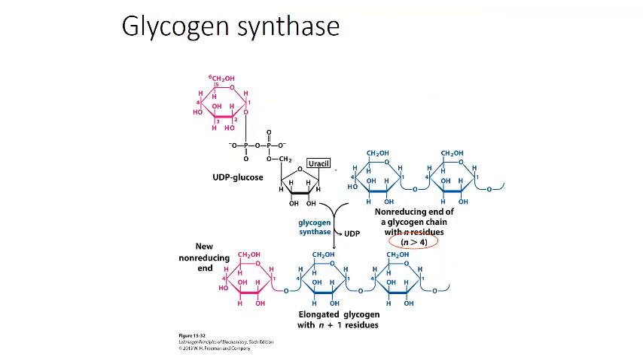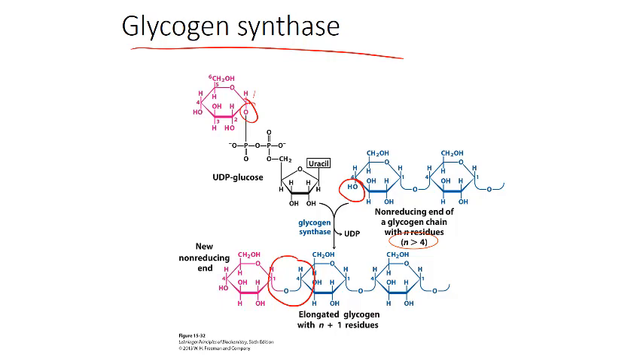Oh man, here's the big deal. This is where glycogen synthase comes in. What glycogen synthase does is take the UDP glucose and add it onto the non-reducing end of a glycogen chain. There has to be more than 4 residues on that chain to have it added this way. If we see this hydroxyl, then carbon number 4 and carbon number 1 are going to be attached to make that glycosidic linkage there.